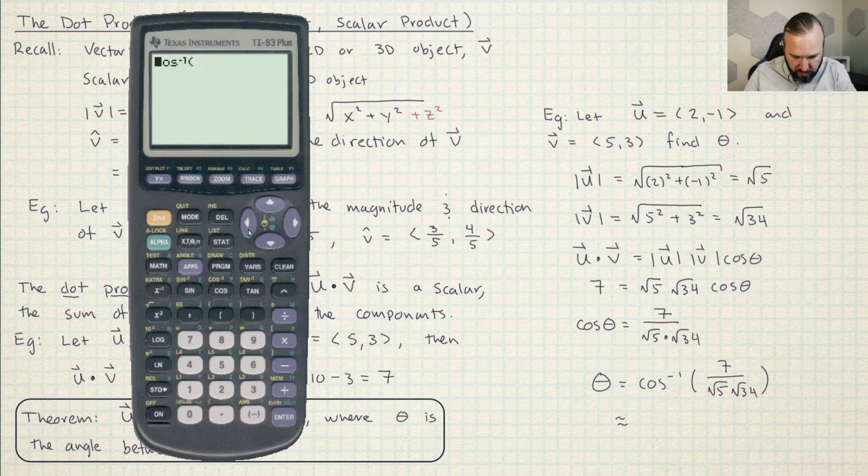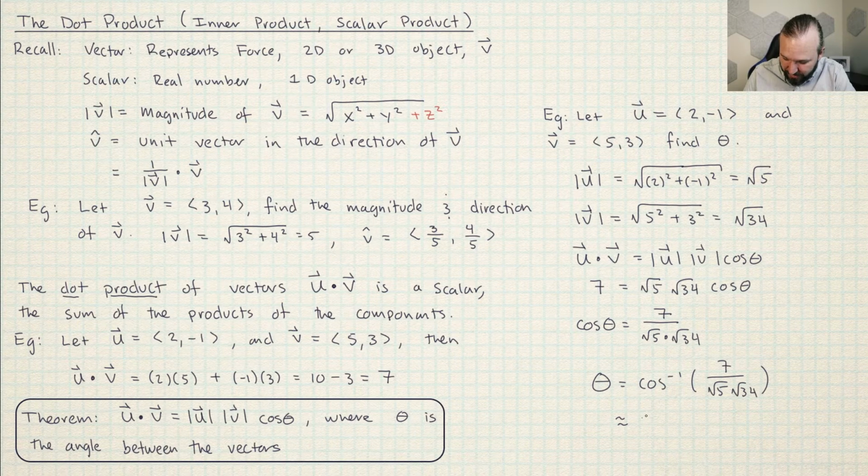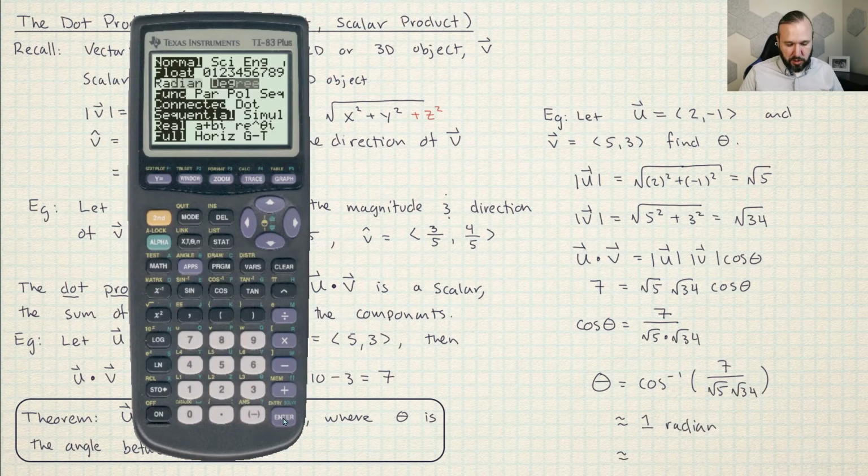So the cosine inverse of 7 divided by, now be careful because you have a product in the denominator. I'm going to need to put that in parentheses. So the square root, which makes another parentheses, of 5 times the square root of 34. Okay, and then close the square root parentheses, and then close the denominator parentheses, and then close the cosine inverse parentheses. And I got approximately 1 radian. I'm going to switch it to degree mode.